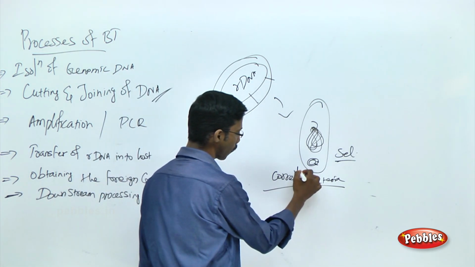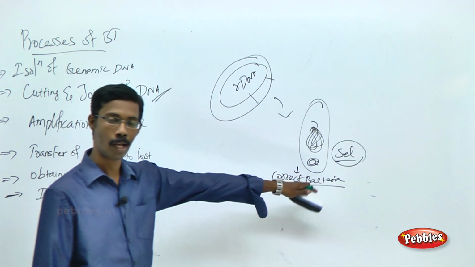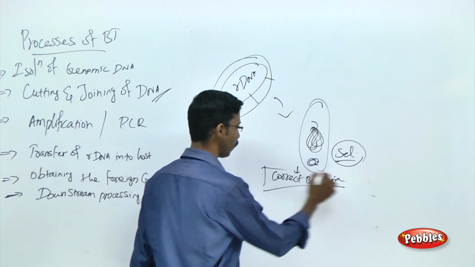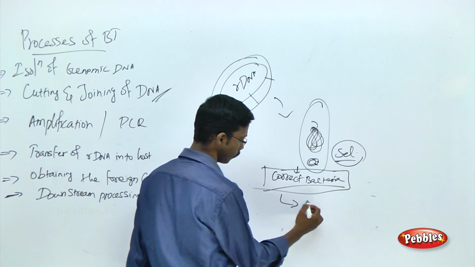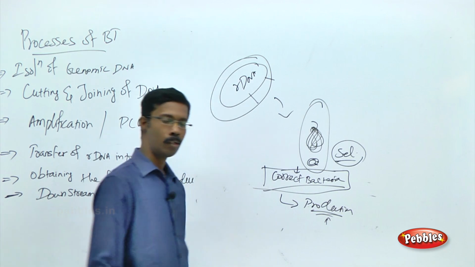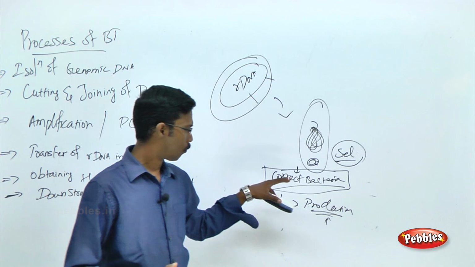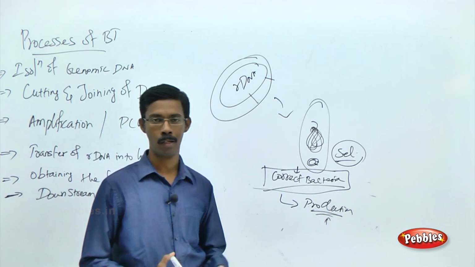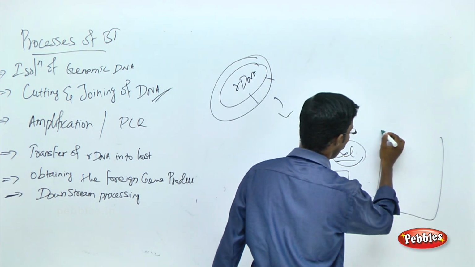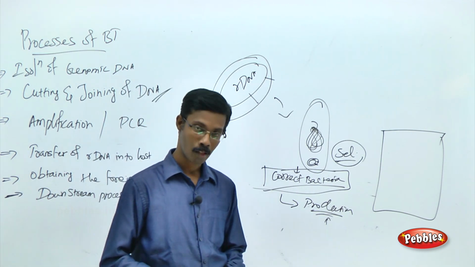How can we find out the correct bacteria? By means of the selectable marker that is carried by the plasmids. Fine. So by choosing the correct bacteria, then we are going for the production. In the production stage, the actual steps involved in the microbiology lab, we are going to inoculate the particular bacteria into huge bioreactors. Bioreactors, as we have discussed in the previous chapter, are the fermenters.